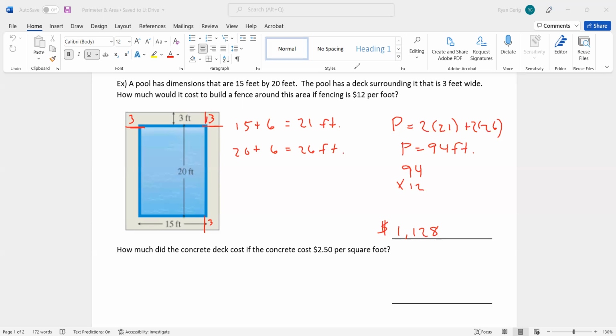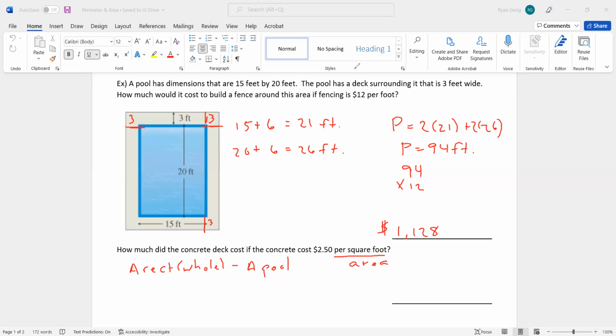Okay, how much did the concrete deck cost if the concrete cost $2.50 per square foot? So now we're looking at square footage, which is area. All right, so now we've got to find the area of the concrete. Well, how do I do that? Well, that's going to be the area of the whole rectangle, but then you're going to take away the area of the pool because the pool didn't get covered in concrete. That would be weird. Okay, so we want to find the area of the rectangle and then subtract the area of the pool. And then what's left is the area of the concrete.